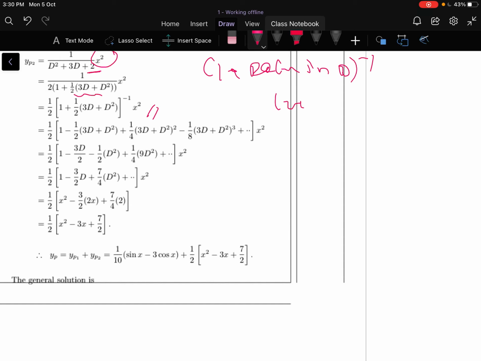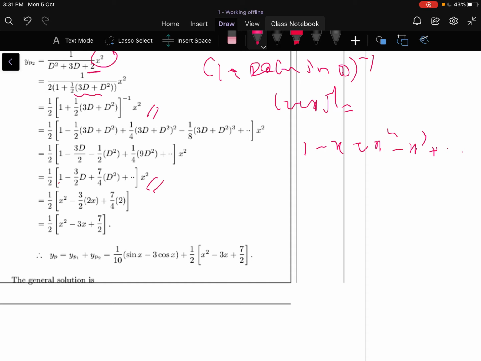You expand this using 1 plus x whole to the power of minus 1. This is an infinite series: 1 minus x plus x square minus x cube plus and so on. Because it is a polynomial of degree 2, you expand up to what? Second degree polynomial in d. So further is not required. Higher order derivatives of x square become 0. So I write up to second degree in d: 1 minus 3 by 2 into d plus 7 by 4 into d square. If you differentiate 3 times x square, that becomes 0, so not required.